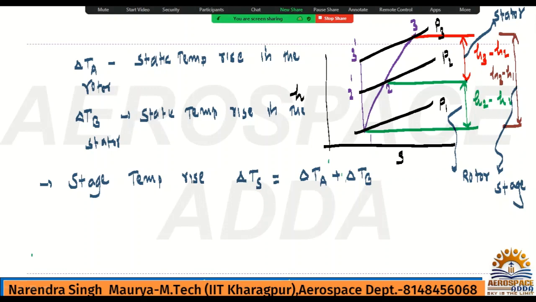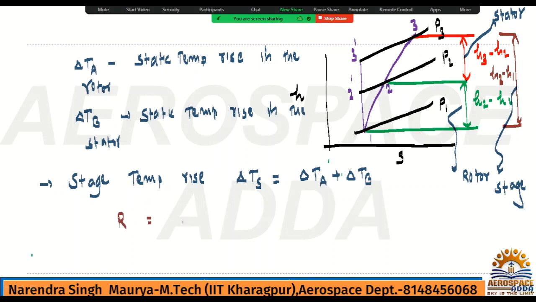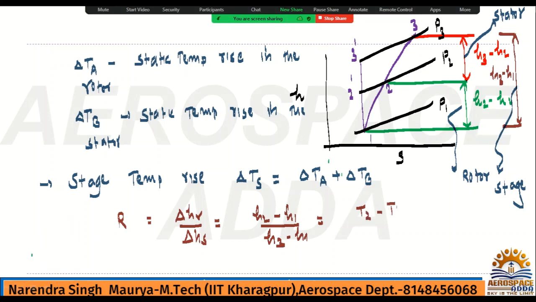Now this is the one thing in short, because the value will be asked to you, so everything should be clear. There should not be any confusion. So what is degree of reaction R? It is static enthalpy rise in rotor divided by static enthalpy rise in stage. The rotor is H2 minus H1 divided by the stage, H3 minus H1. You can write in terms of temperature. H2 is CpT2, and CpT1, and similarly CpT3 and CpT1. So Cp cancels out, and R is T2 minus T1 divided by T3 minus T1. This you need to remember.